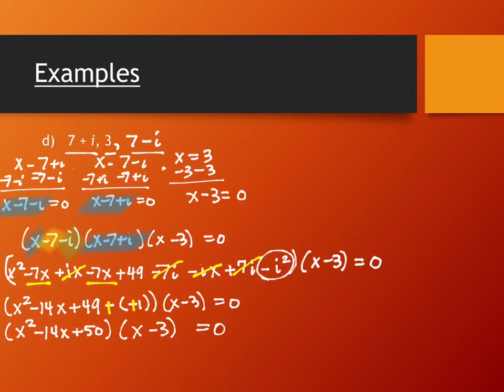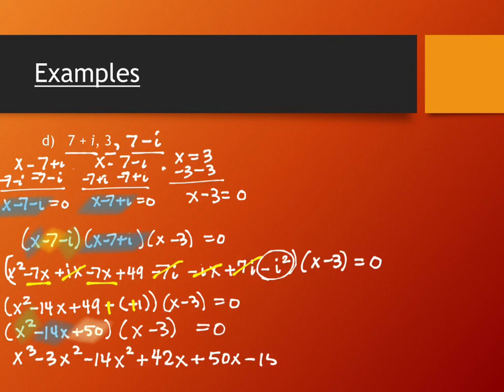And we'll distribute this out. So I've got my x squared, and it's going to go through the x minus 3. So x squared times x is x cubed. X squared times negative 3 is negative 3x squared. Then we're going to distribute our negative 14x through that. So negative 14x times x is negative 14x squared. Negative 14x times negative 3 is actually a positive 42x. And then the last one, which is positive 50, is 50 times x, so 50x, and 50 times negative 3 for negative 150.